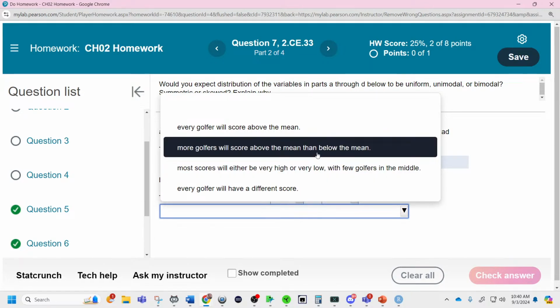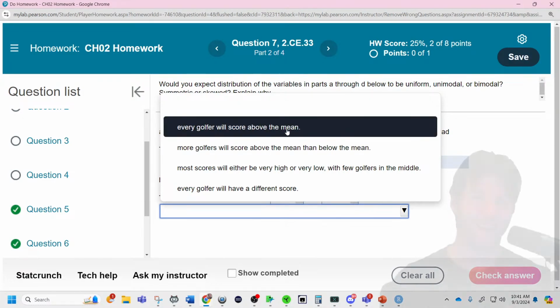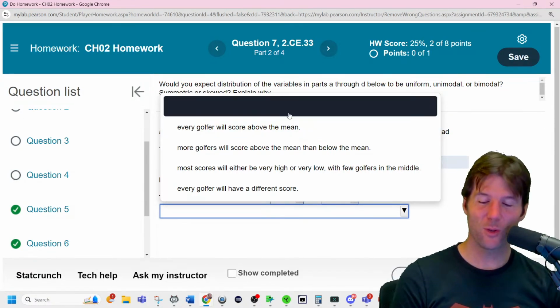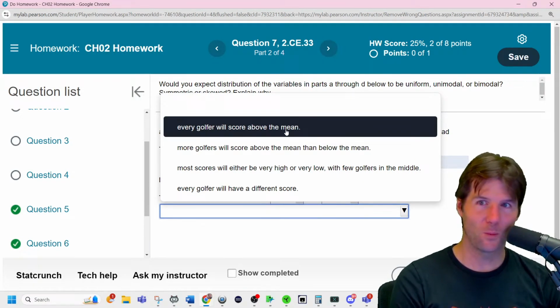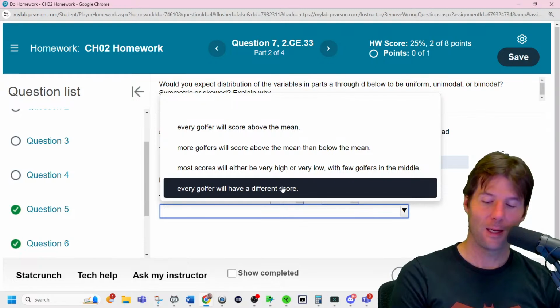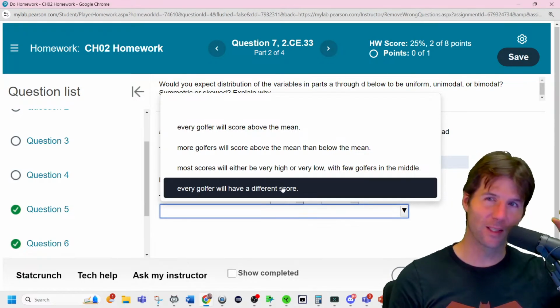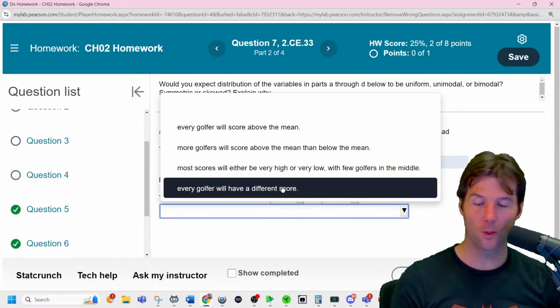More golfers will score above the mean than below the mean. Every golfer will score above the mean. That's not how the mean works. So we have two completely wrong answers. Everyone can't score above the mean because then the mean would not be the mean. Every golfer won't have a completely different score. I mean, that's theoretically possible, but usually not how it works.